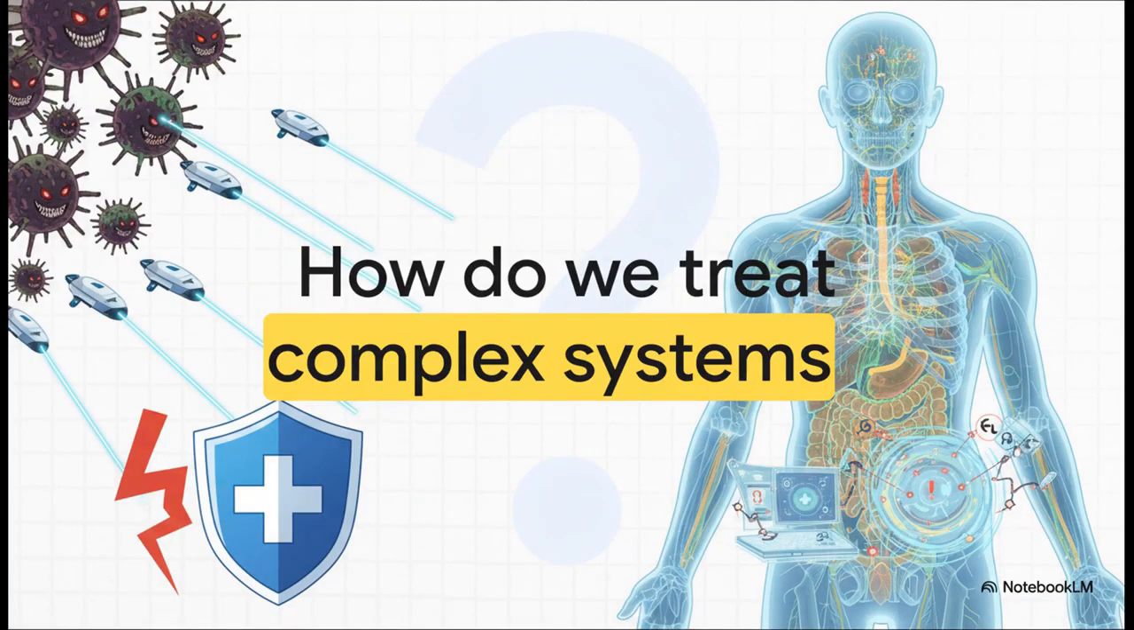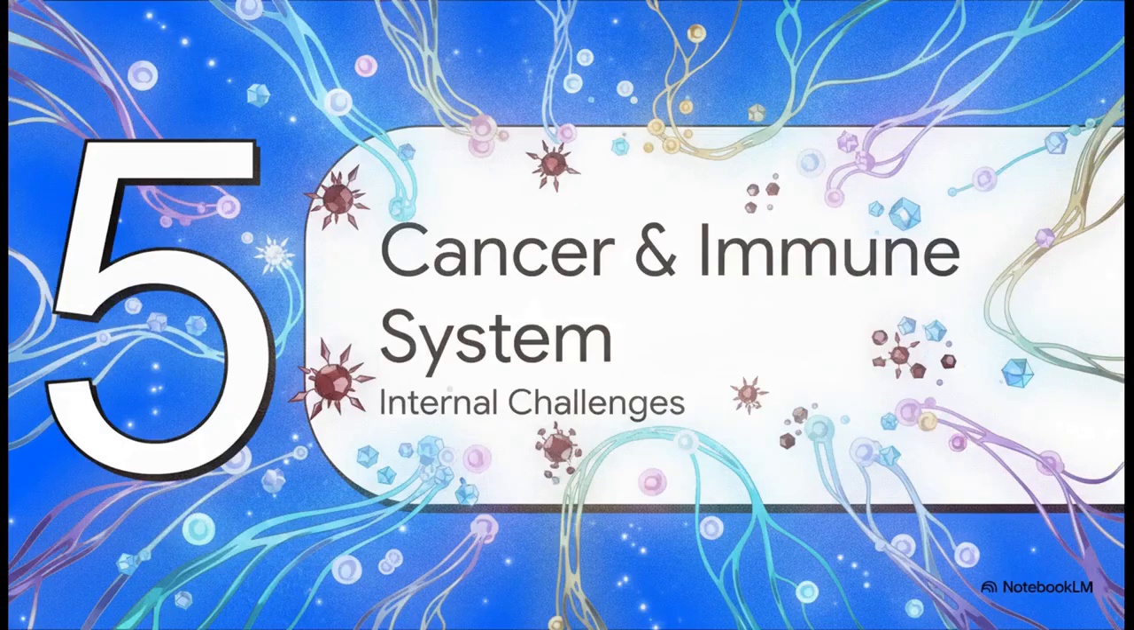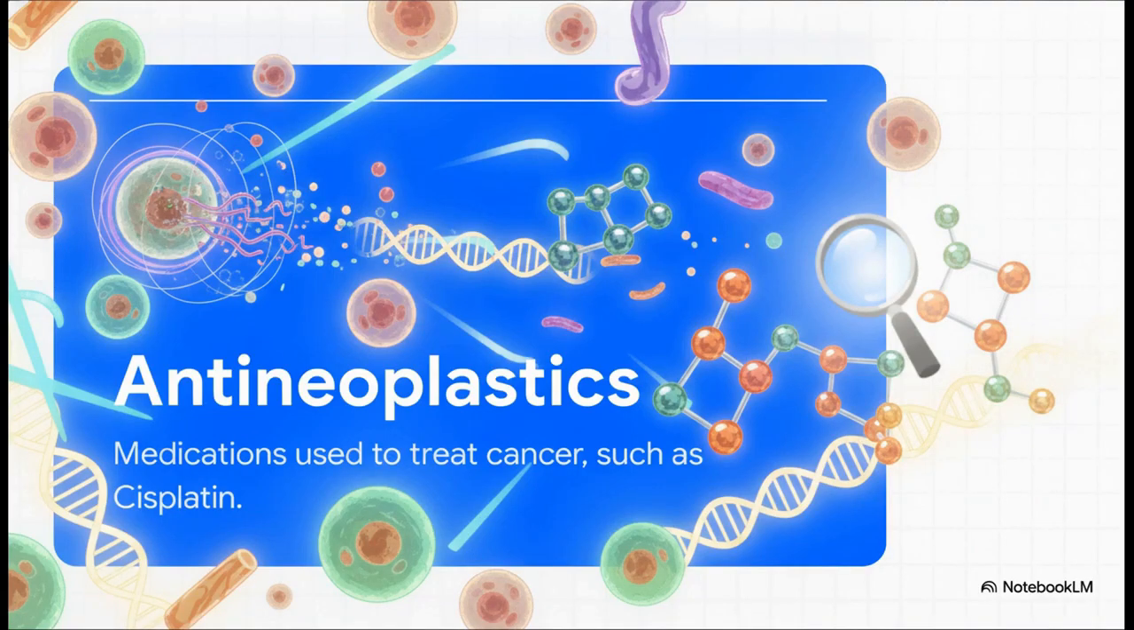But before we move on, I want to pose a quick question to you all. How do we treat complex systems? Up until now, we've really just been talking about external invaders, right? Treating pain, fighting bacteria, destroying parasites. But what happens when the issue isn't some outside bug, but a really complex challenge originating from within the body's own systemic functions? That brings us to Section 5, Cancer and the Immune System. Now we're entering the heavy-hitting classifications for internal challenges.